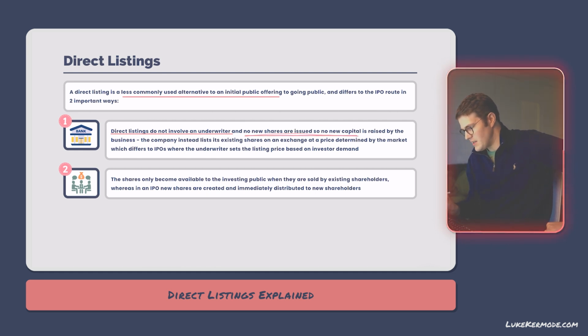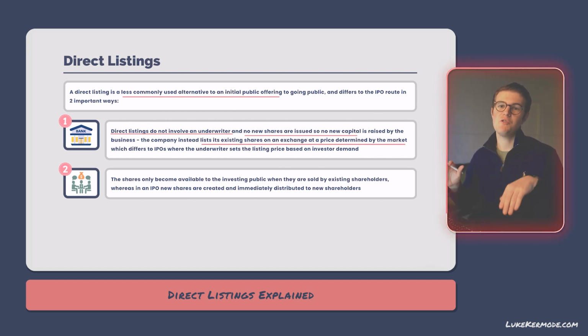There's no new shares that are issued as well. So that's the two key points within the first bullet. So no underwriter, no investment bank involved in underwriting the shares, and also no new shares are issued. So no capital is raised. The company lists its existing shares on an exchange at a price determined by the market.